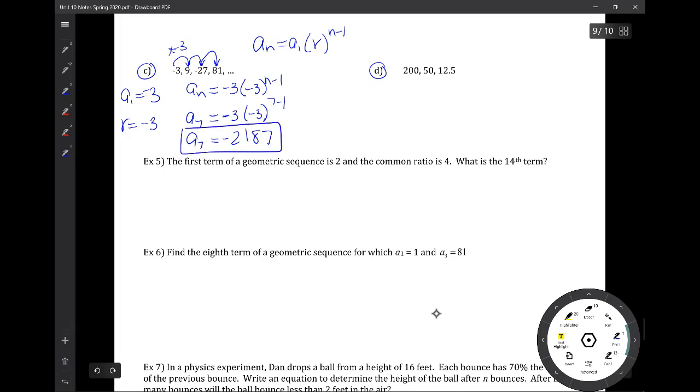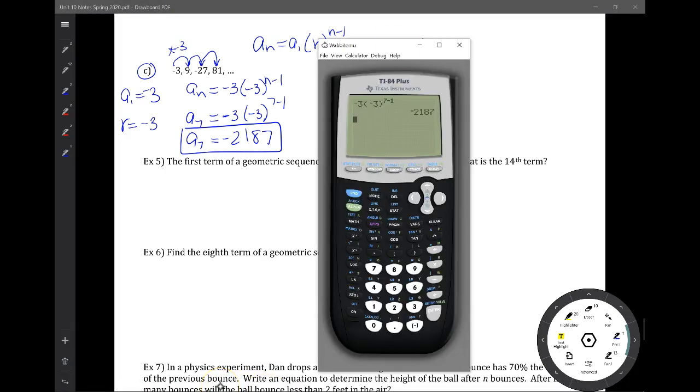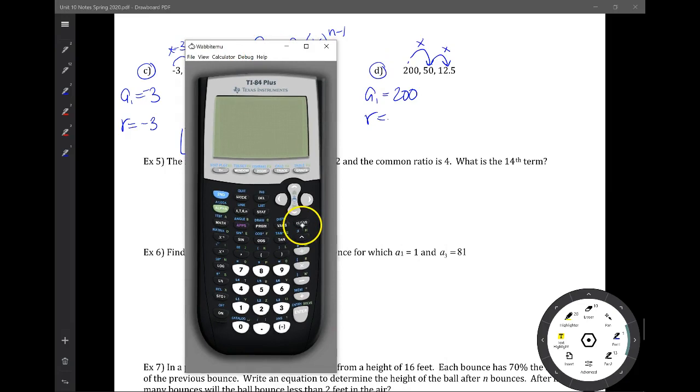All right, let's take a look at letter D. Now this clearly is a sequence that is going down. So a_1 is 200, but we need to figure out the common ratio. So what am I multiplying by to get from 200 to a 50, and then 50 to a 12.5? And sometimes the easiest way to figure out that ratio is actually to take the 2nd term, divide it by the 1st term, and that will help you find your common ratio.